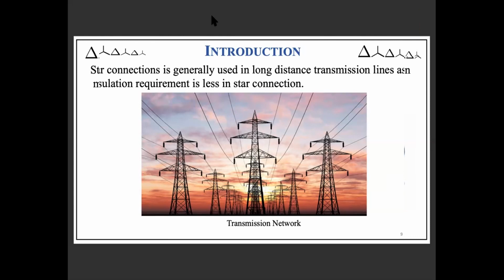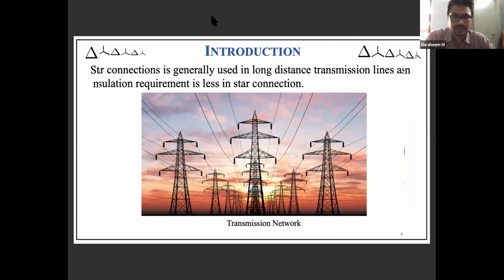So left side is a three-phase circuit, right side is also another three-phase circuit. A three-phase circuit can be in star or in delta only. No series or parallel like that. So transmission lines will be in a star connection or in delta connection. Mostly long transmission lines are in star only.